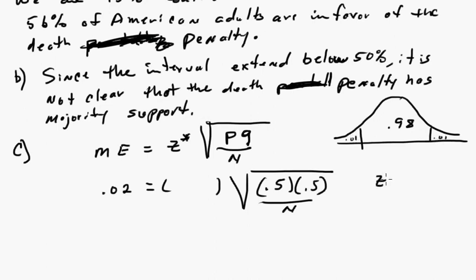Alright, so now the z value, if we wanted 98%, we'd have 98% confidence, so that would leave 0.01 and 0.01 in the tails. So z star is equal to the absolute value of inverse norm of 0.01. And I get 2.326.